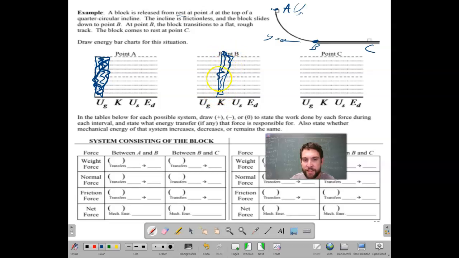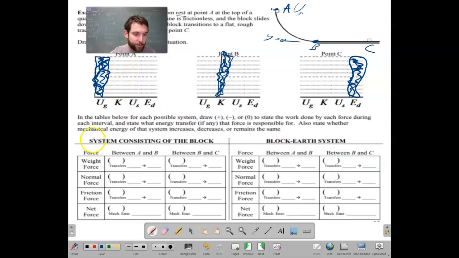And then from B to C, the flat, rough track, the kinetic energy is going to completely disappear. Let's see. Oh, it comes to rest. So yes, we have no kinetic energy. We have no gravitational potential energy. Certainly there's no spring potential energy. That means all of our energy has left the system and is now in the environment thanks to friction doing work on the block to transform that energy out.